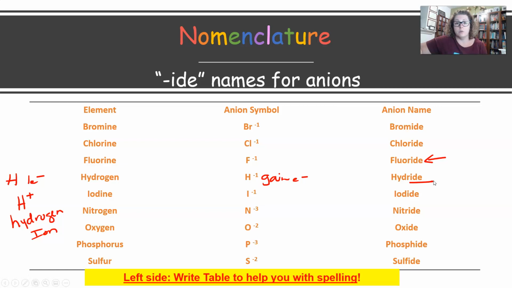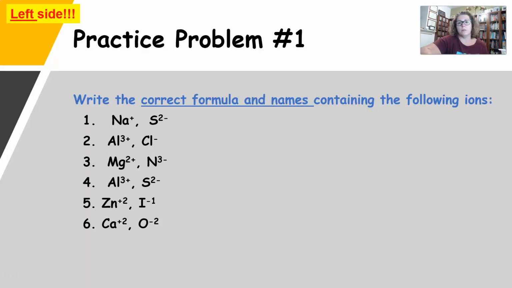Like I said, carbon can do that. Some of the metalloids can do that. They can either lose or they can gain. Okay? So let's do a little bit of practicing.